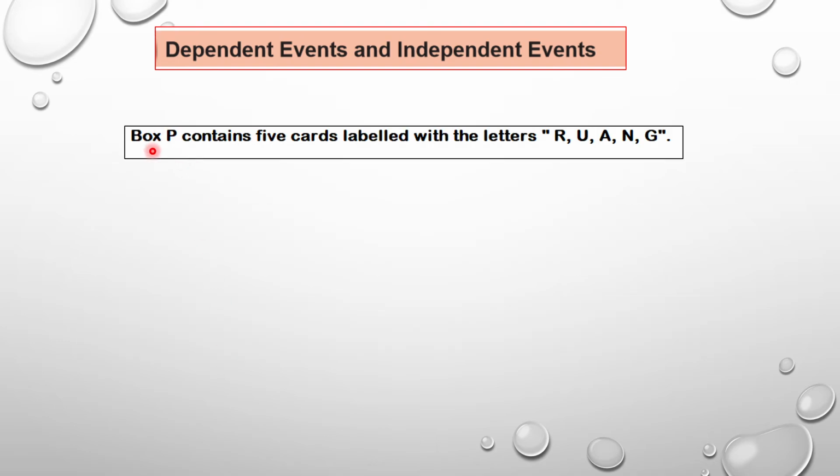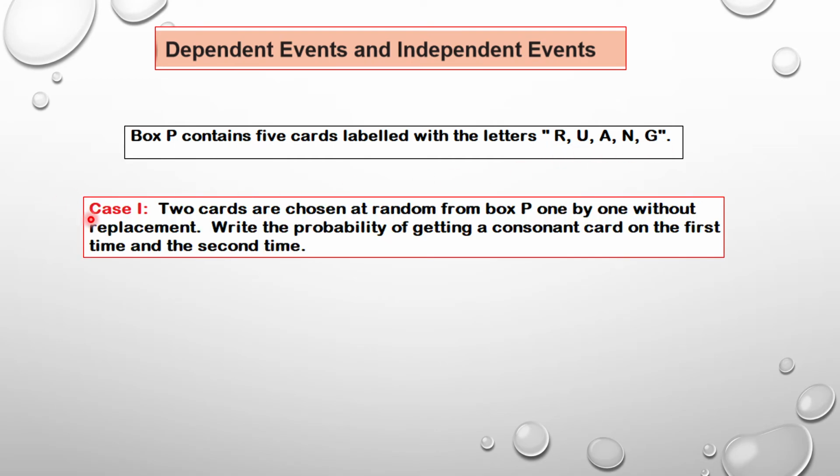Okay, let's look at an example here. Box P contains 5 cards labeled with the letters R, U, A and G. Okay, let's see the first case. Case 1. 2 cards are chosen at random from box P one by one without replacement. Write the probability of getting a consonant card on the first time and the second time.